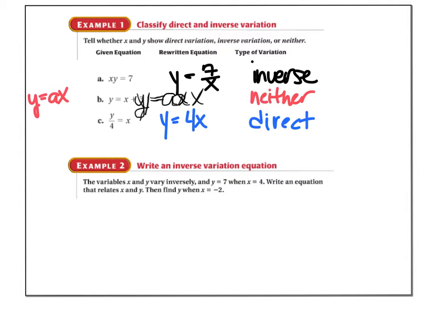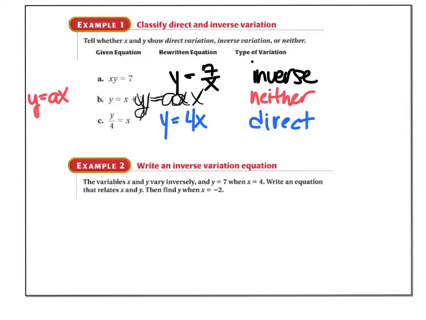This next example is an important one. It's asking you to write an inverse variation equation. It says the variables x and y vary inversely, and y equals 7 when x equals 4. They want you to write an equation that relates x and y, and then you're going to find y when x equals -2. A lot of kids get a little mixed up on these because they're not really sure what they're being asked and they feel like they're working in circles.